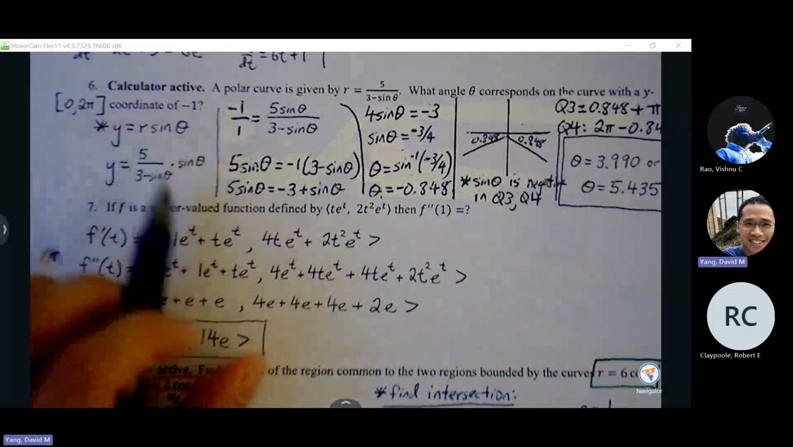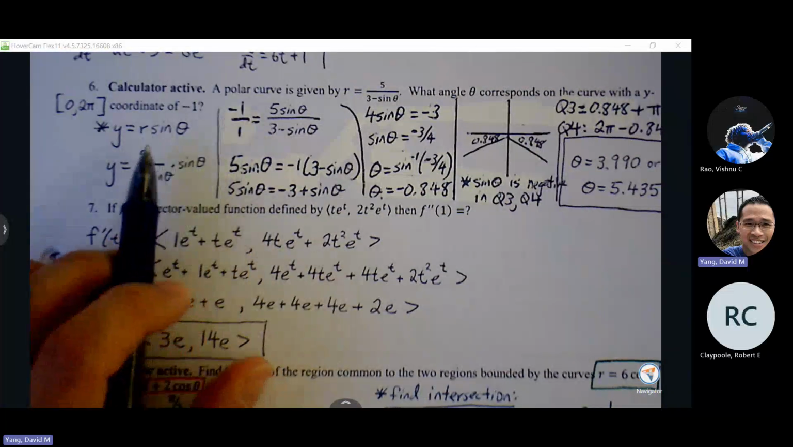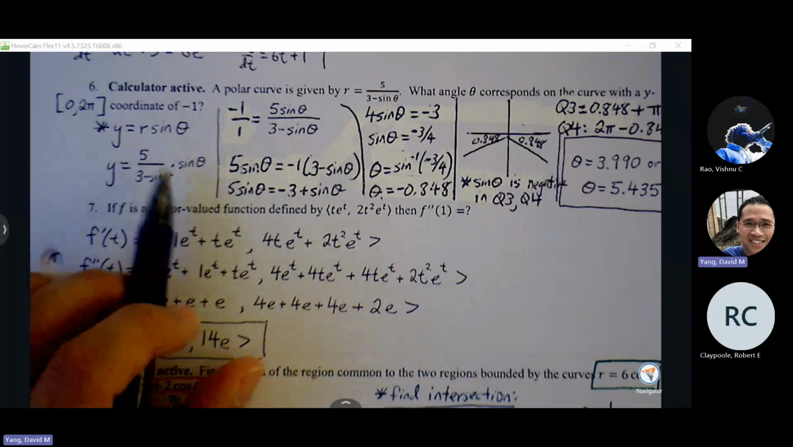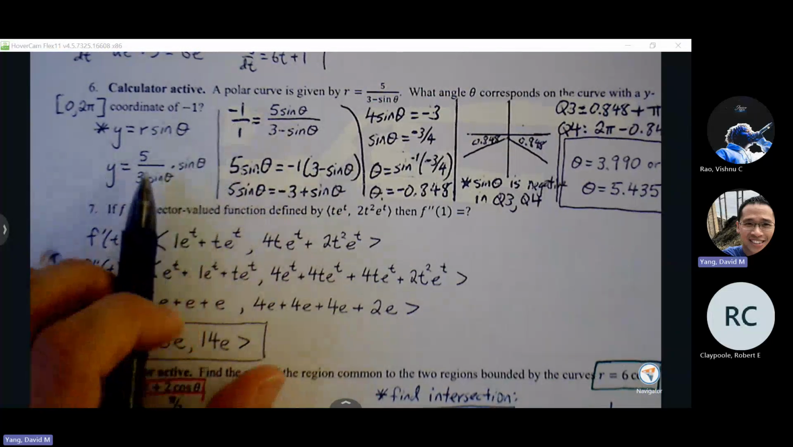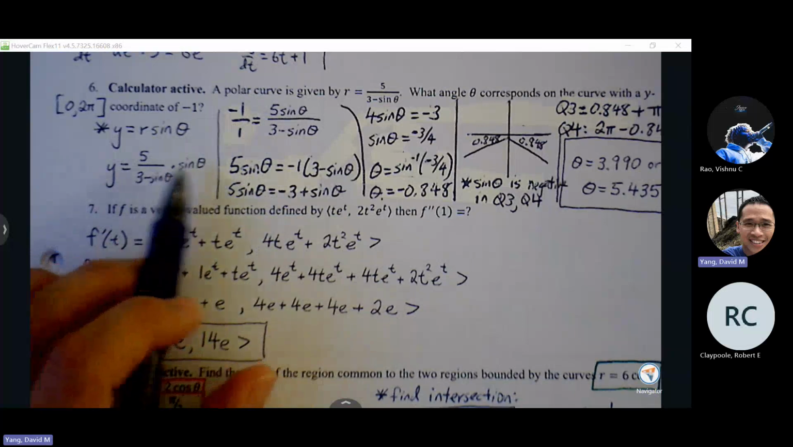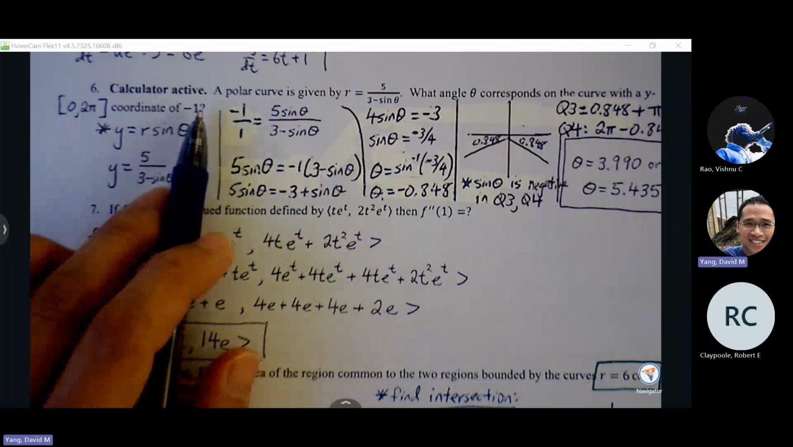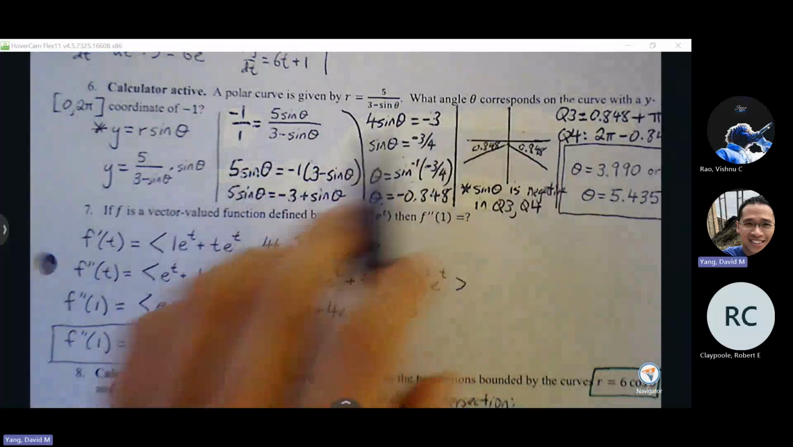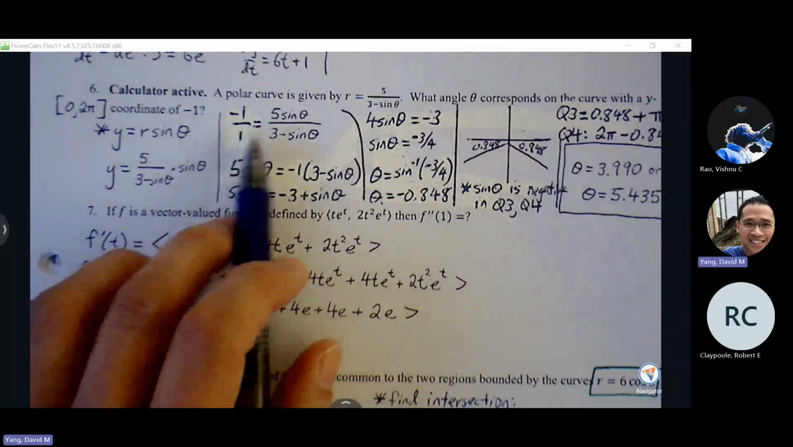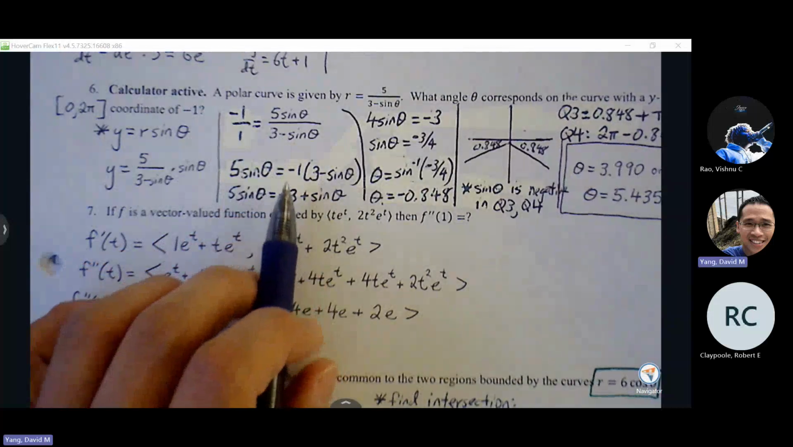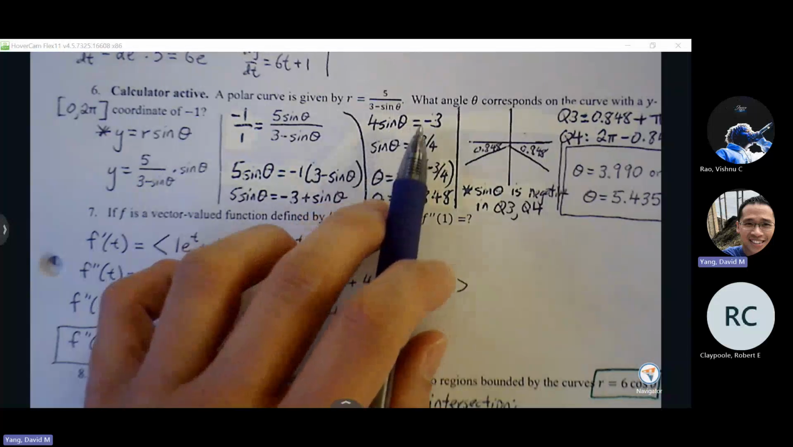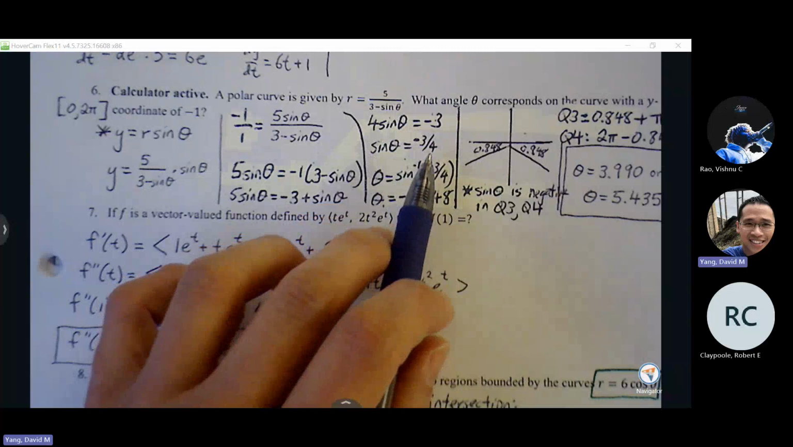So first, we get everything in terms of y and x, replacing the r with its expression in theta, and we get y is equal to 5 sine theta over 3 minus sine theta. We're basically looking for the theta that corresponds to y equal to -1, so we replace y with -1, cross multiply, and try to get theta by itself as close as we can. So 4 sine theta equals -3, sine theta equals -3/4.